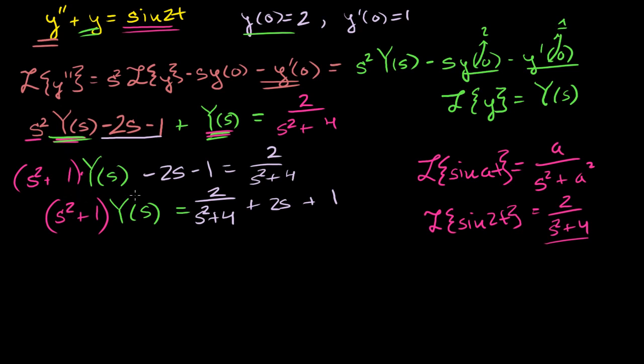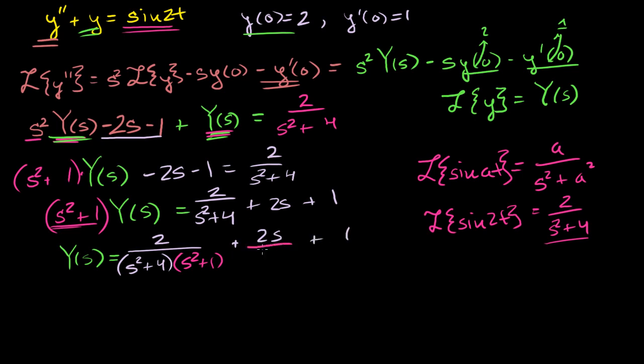Now we can divide both sides of this equation by s squared plus 1, and we get the Laplace transform of y of s is equal to 2, let me switch colors. It's equal to 2 over s squared plus 4 times this thing right here. I'm dividing both sides of this equation by this term right there. So times s squared plus 1. It's in the denominator, so I'm dividing by it. Plus 2s plus 1. I have to divide both of those terms by the s squared plus 1. Divided by s squared plus 1. Divided by s squared plus 1.